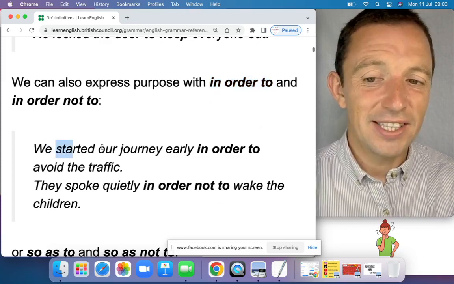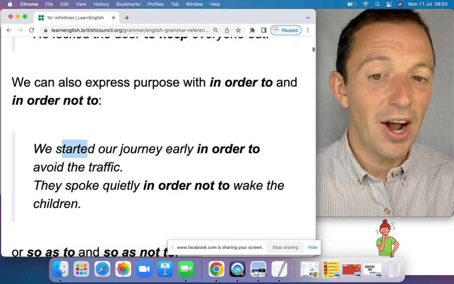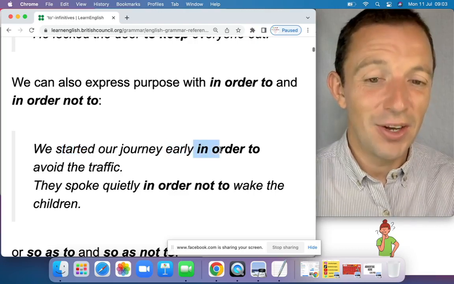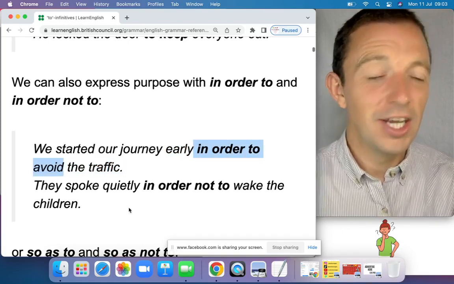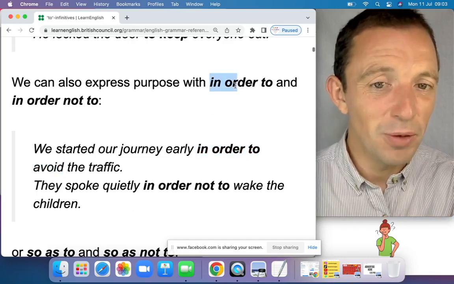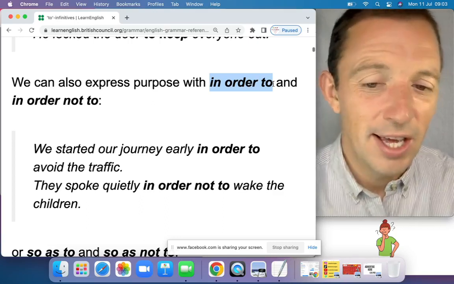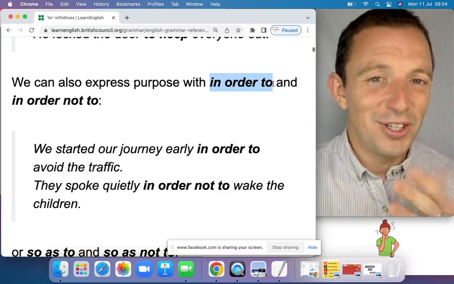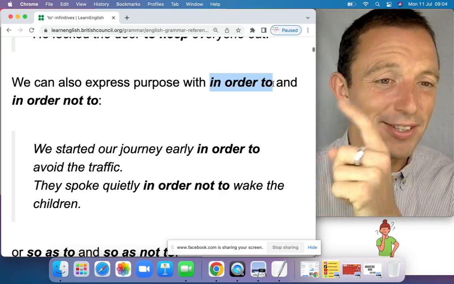Okay, and here's a couple of examples. We started our journey, past simple, early. Why? Why did you start the journey early? In order to avoid traffic. So you have two possibilities: in order to avoid, or simply to avoid traffic. But this is more fluent, I think. This is definitely a very fluent structure, in order to, that really answers the question why. In order to. So that's really important, and I recommend you remember this part in particular.